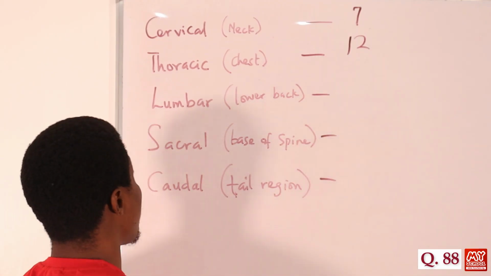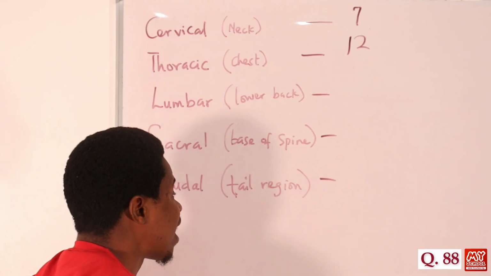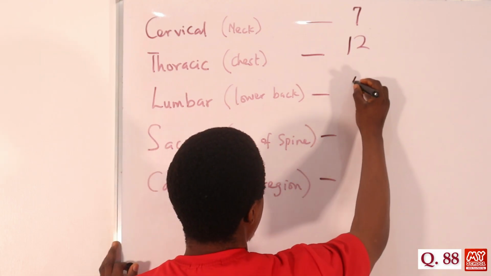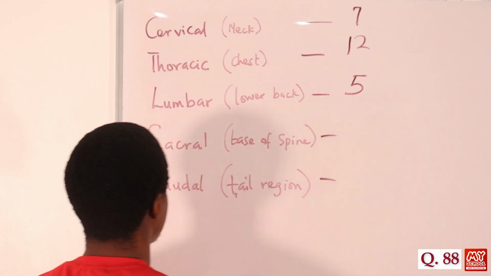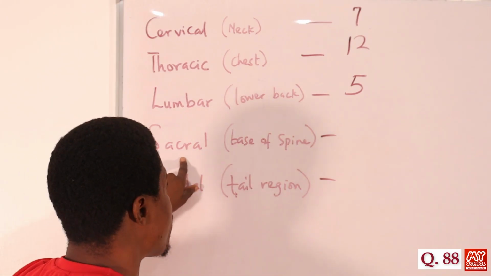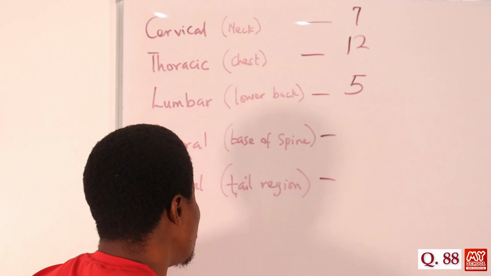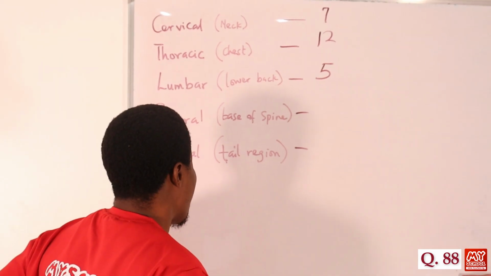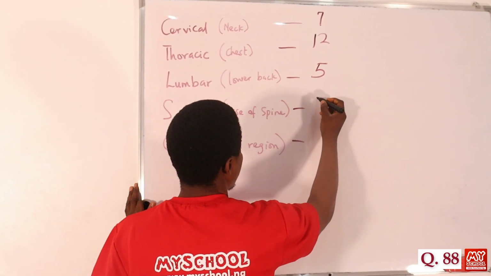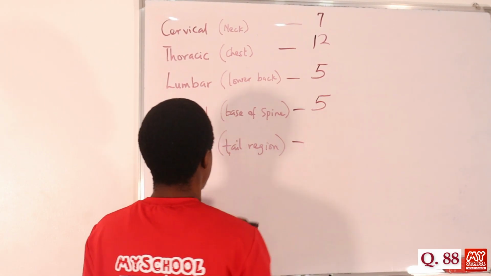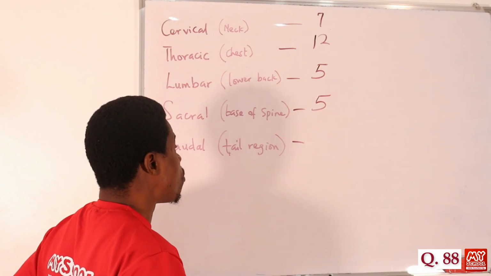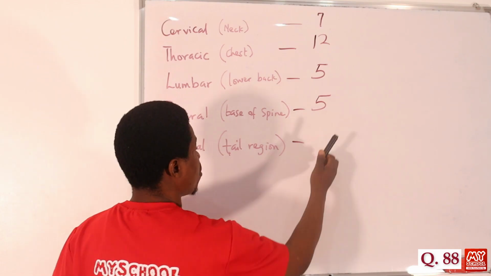Then the lumbar is found at the lower back. This part now is the lower back region. We have about 5 of them in number, we count. And then we have the sacral. The sacral vertebrae is found at the base of the spine, just directly after the lower back, where it helps you to bend the spine very well. And then we have about 5 of that also in number. And then we have the caudal. The caudal is found at the tail region, or the posterior of the anus. We have just about 4 of that.